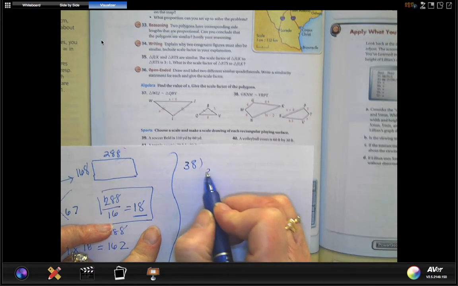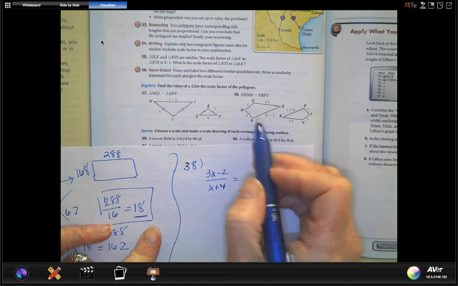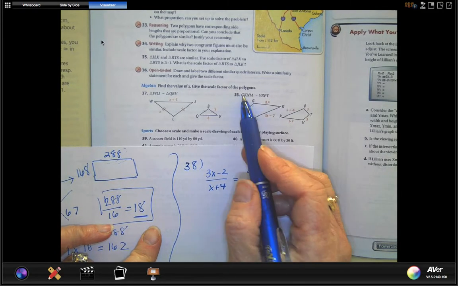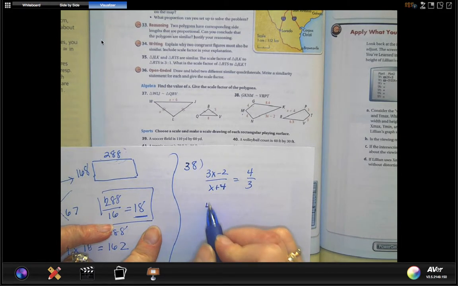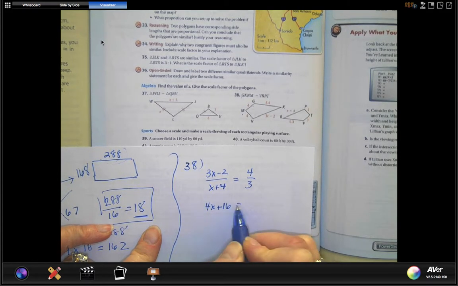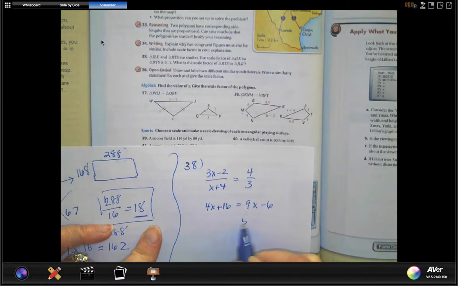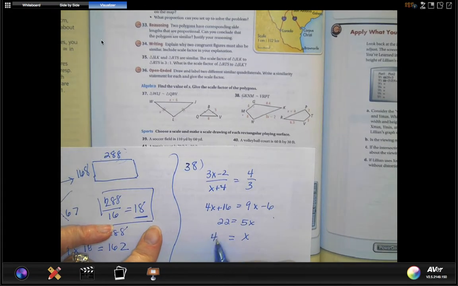So I've got 3x minus 2 over x plus 4. And then I'm just going to pick the whole numbers instead of the decimals. So this GM lines up with VT, so the 3. I'd cross multiply: 4x plus 16 equals 9x minus 6. Subtract 4x, add 6. X ends up being 4.4.